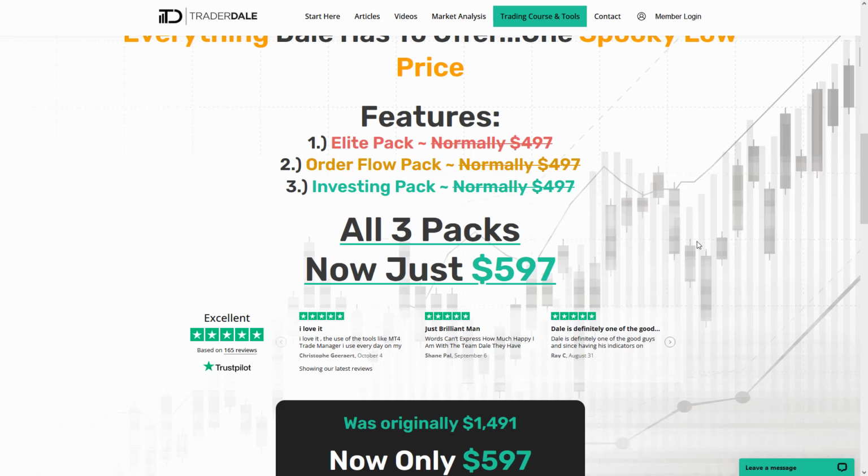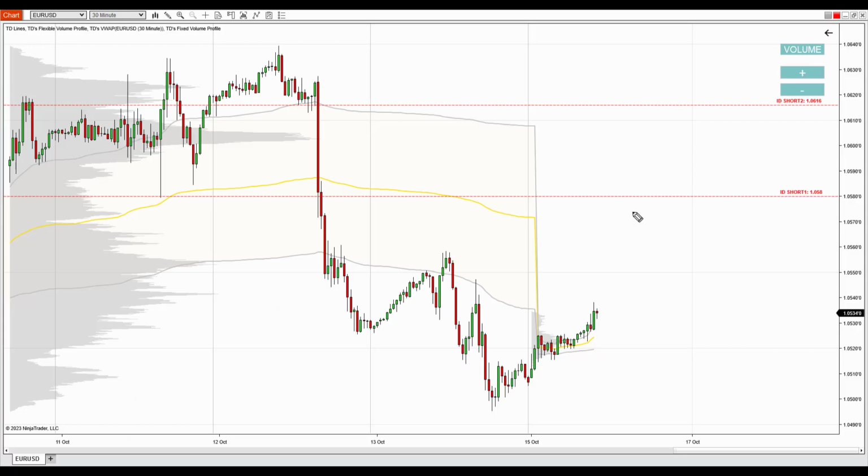Now let me switch over to the charts and let's do some trading analysis. So what you see before you is the euro dollar 30-minute time frame. This is NinjaTrader 8 platform with my custom-made volume profile and VWAP indicators. By the way, all those are part of the Elite pack, which I've just showed you. And what I want to talk about here are two resistances, this one and this one.